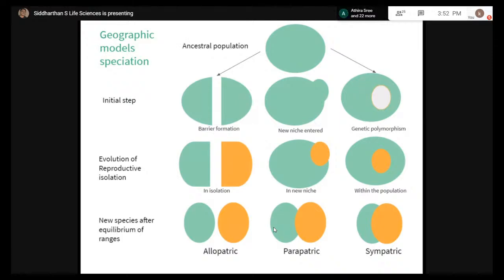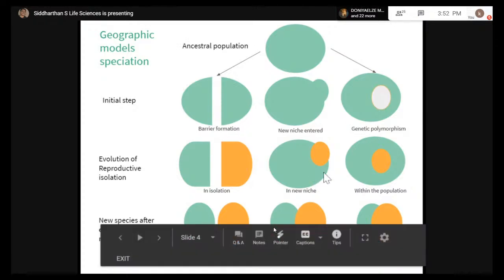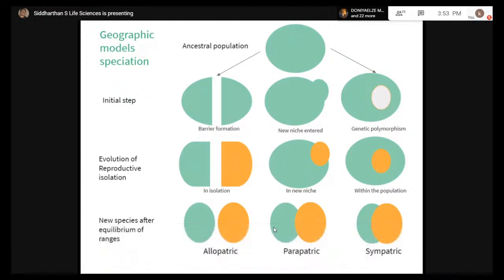So according to this geographic model, we have three models of speciation: allopatric, parapatric, and sympatric. The two ends of the spectrum are allopatric and sympatric. Allopatric speciation is the most accepted geographical mode of speciation, where a species inhabiting a wide range of habitat is suddenly separated by a barrier, either a mountain or a river valley or some geographical barrier. Over a period of time, these two populations are not able to interbreed among themselves.